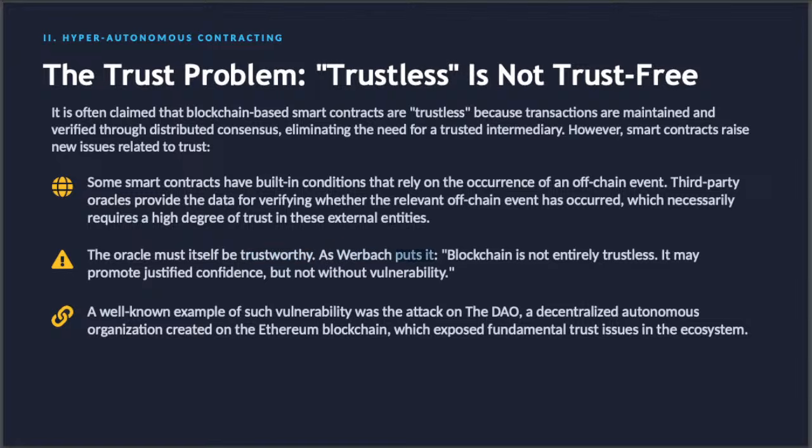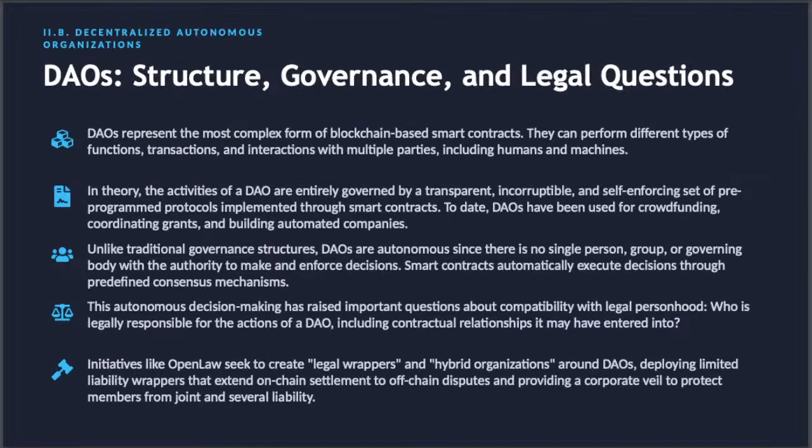As Werbach puts it, blockchain is not entirely trustless. It may promote justified confidence, but not without vulnerability. A well-known example of such vulnerability was the attack on the DAO, a decentralized autonomous organization created on the Ethereum blockchain, which exposed fundamental trust issues in the ecosystem. Now that's one to check up on. So let's look at the decentralized autonomous organizations, the DAOs, the structure, the governance, and legal questions.